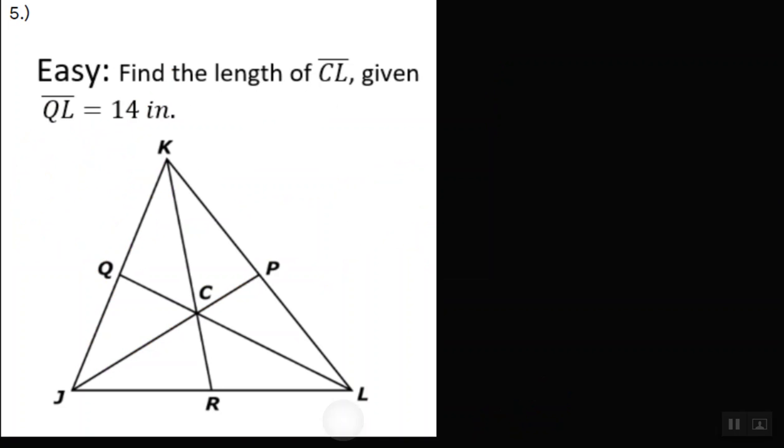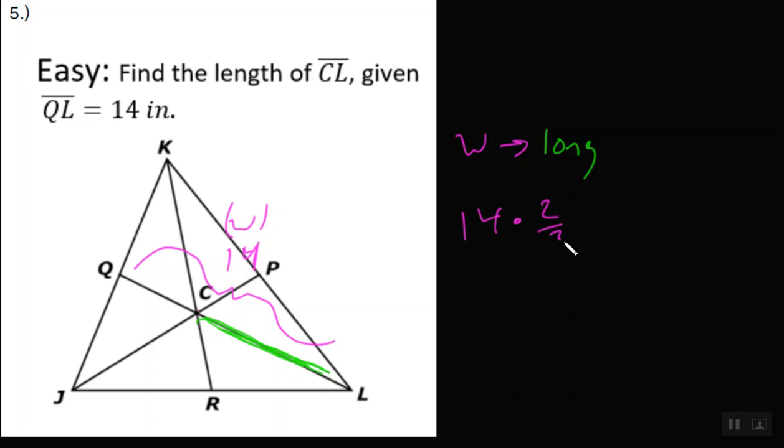Let's move on. Okay, here number 5 says find the length of CL given QL is 14. Now guys, this one is a little bit trickier. We know that QL is the whole, and it is the whole line. It's also 14. And we are looking for CL. So the question becomes, how do you go from the whole to the long side? And check it out. Here's going to be our rule. To go from the whole to the long side, you simply want to multiply by 2/3. I'll say it one more time. We'll simply take the whole thing, 14, and multiply it by 2/3.